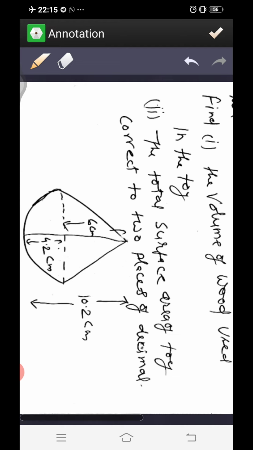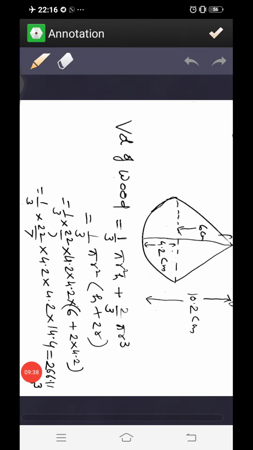So now we can see the figure given here. This is the hemispherical part of the toy and this is the conical part of the toy. Total height is given as 10.2 cm, radius is given as 4.2 cm. So the height of this cone will be 10.2 minus 4.2, which is 6 centimeter.